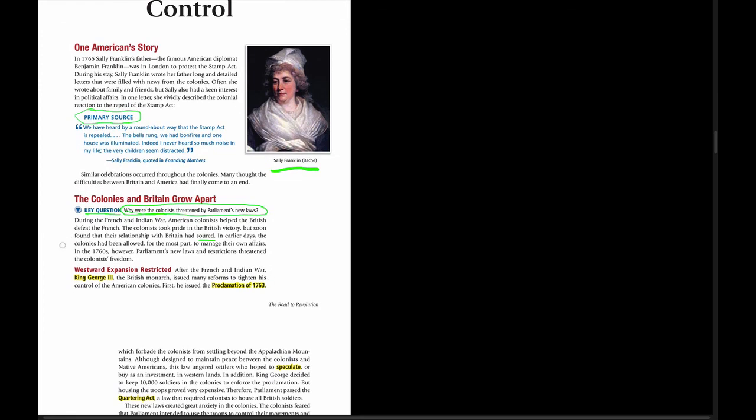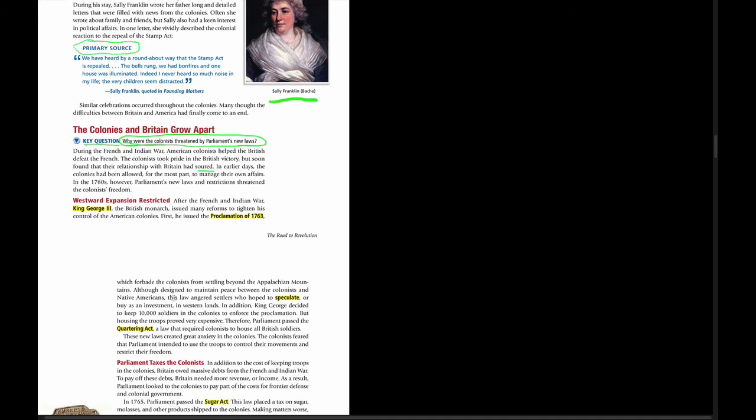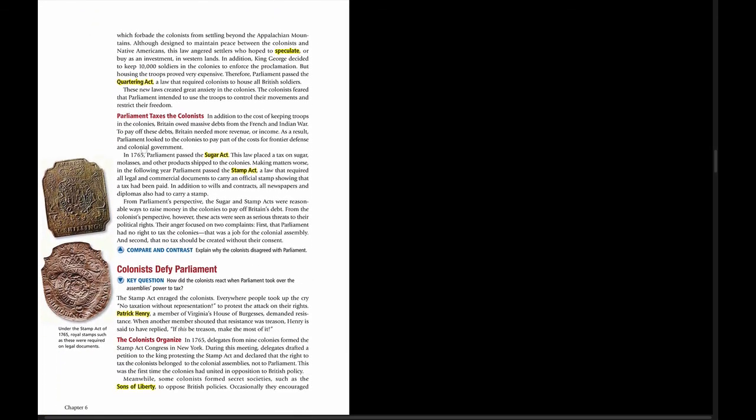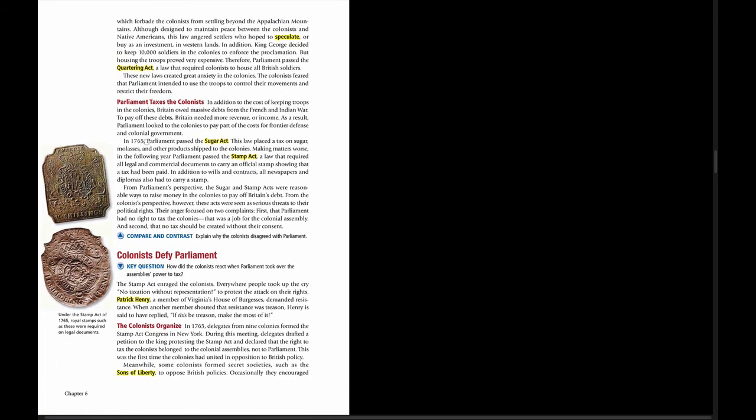Westward expansion restricted. After the French and Indian War, King George III, the British monarch, issued many reforms to tighten his control of the American colonies. First, he issued the Proclamation of 1763, which forbade the colonists from settling beyond the Appalachian Mountains. Although designed to maintain peace between the colonists and Native Americans, this law angered settlers who hoped to speculate, or buy as an investment, in Western lands.